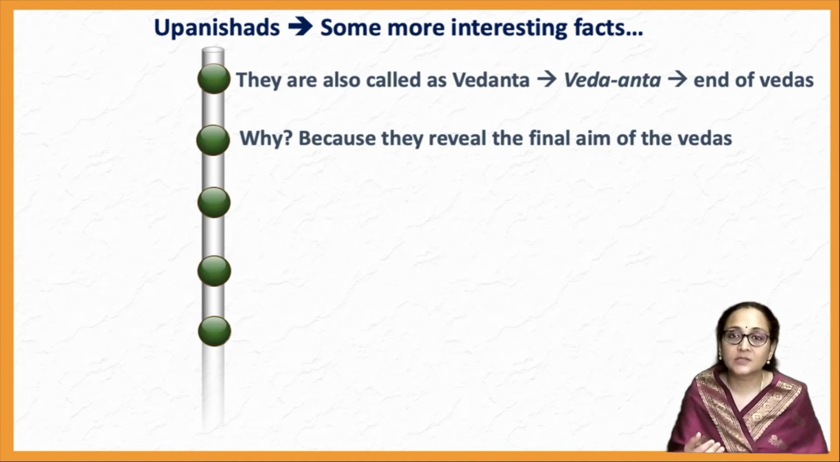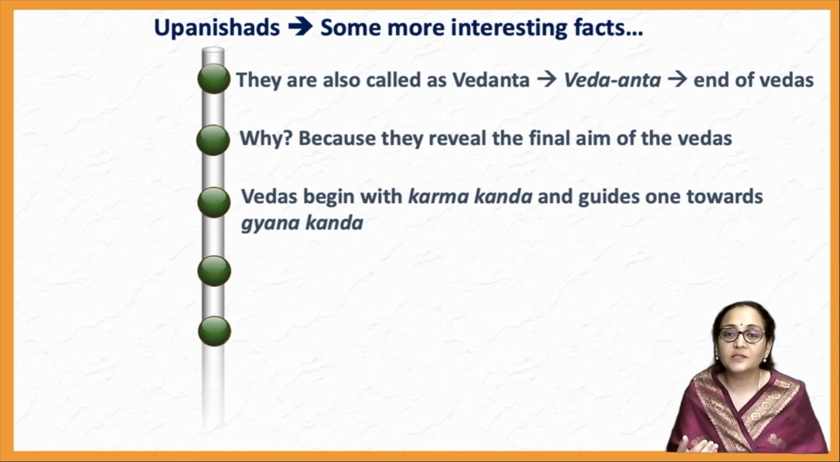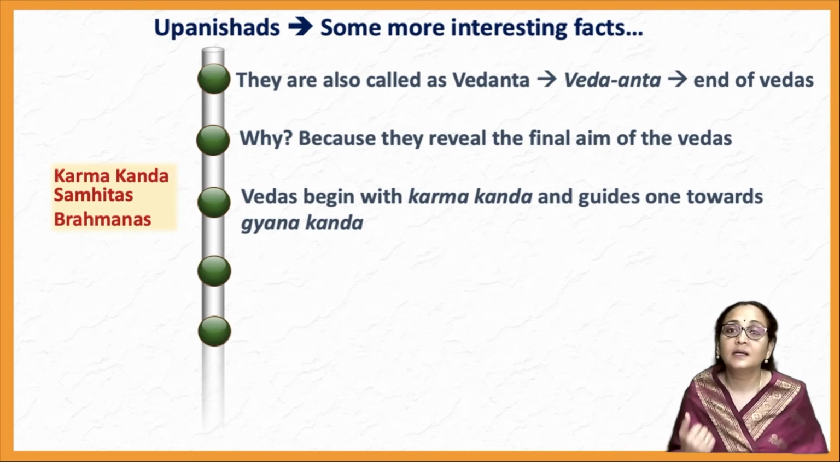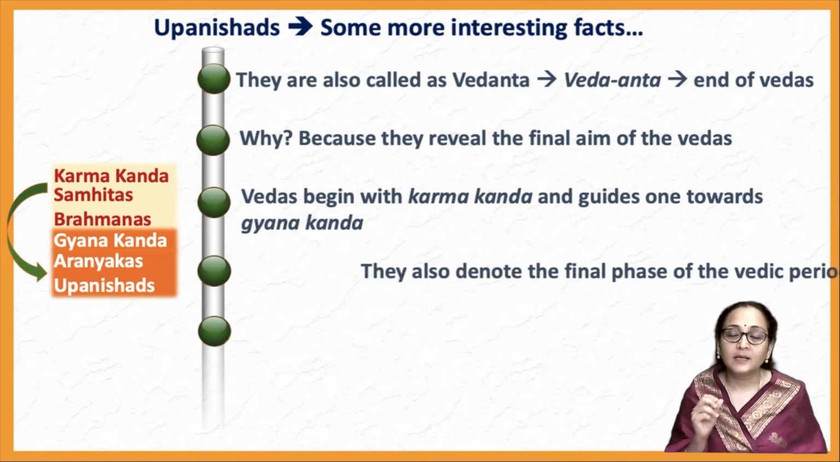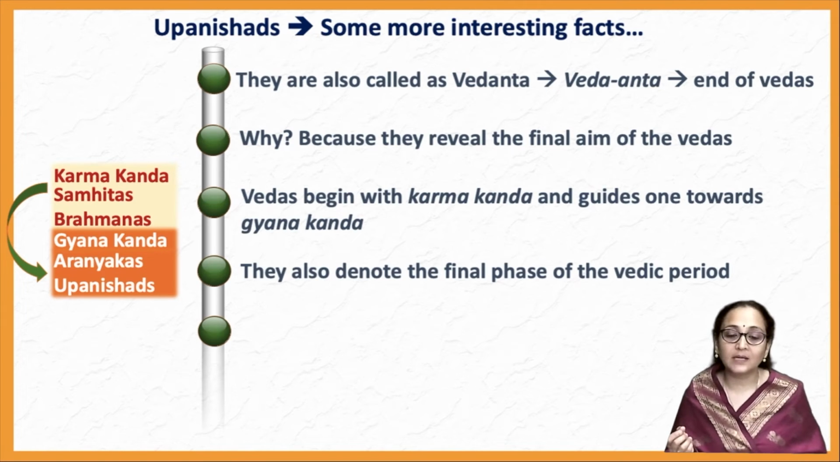The Vedas start with Karma Kanda, but eventually they lead you towards the philosophy of life, which is Jnana Kanda. They start with Samhitas and Brahmanas, teach you how to do karma and rituals, with the objective that you proceed towards the philosophy and the final aim of life, which is Jnana Kanda, which is presented under Aranyakas and Upanishads. So, coming back to the Upanishads, they reveal the final aim of the Veda.